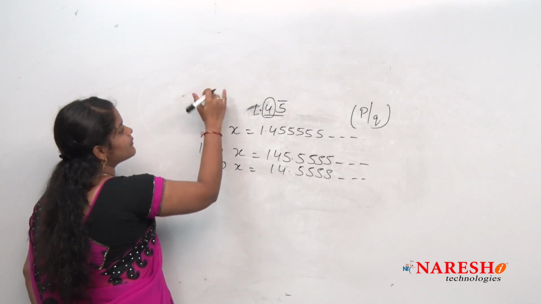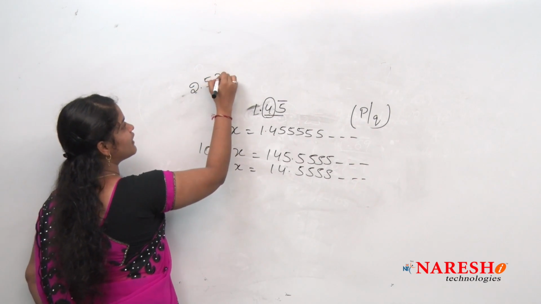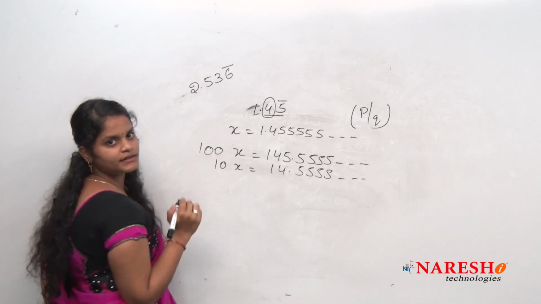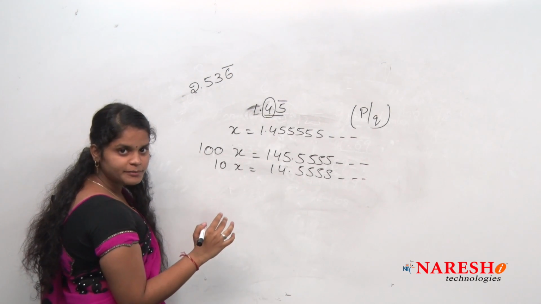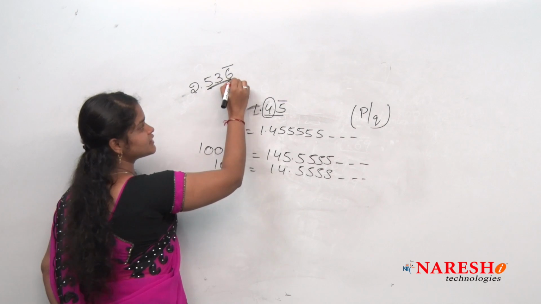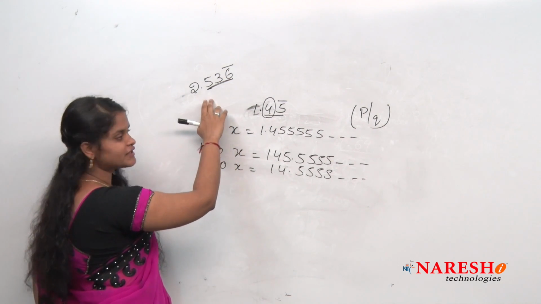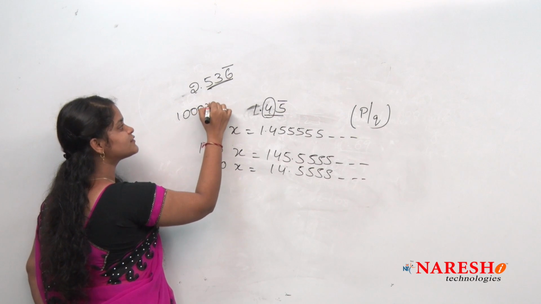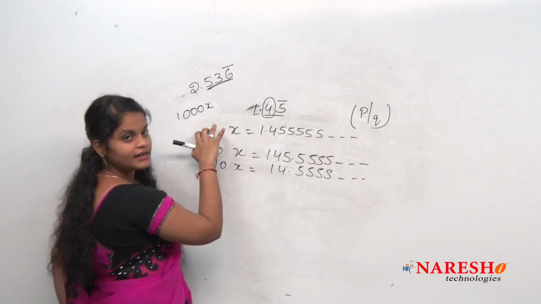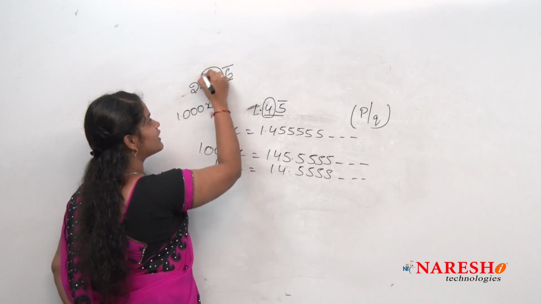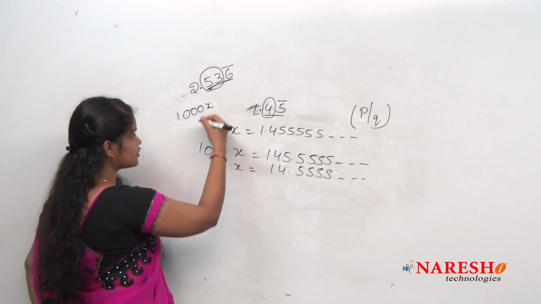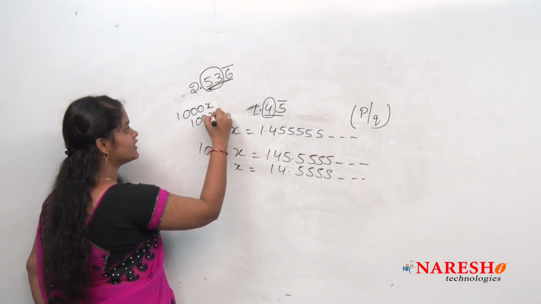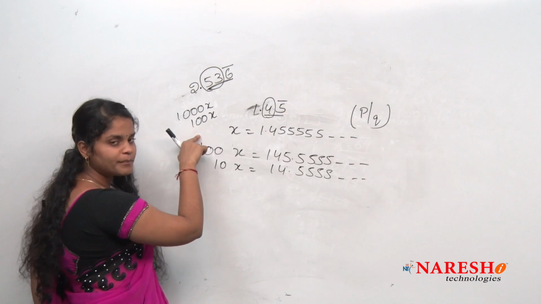Okay, for example, if the number is like 2.536 bar, first of all I should multiply it with, how many numbers are there after decimal? 3. So first of all I should multiply it with 1000. So 1000x first of all you should find, and how many numbers are there without bar? 2 numbers. So you should multiply with 100. So this difference will give you P by Q form.